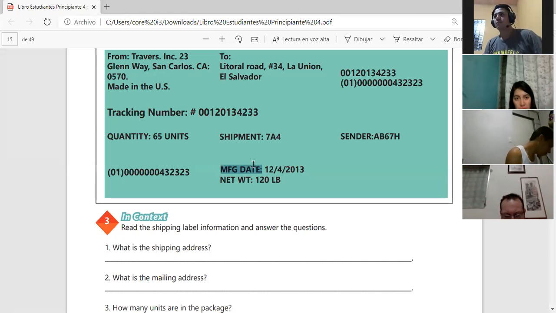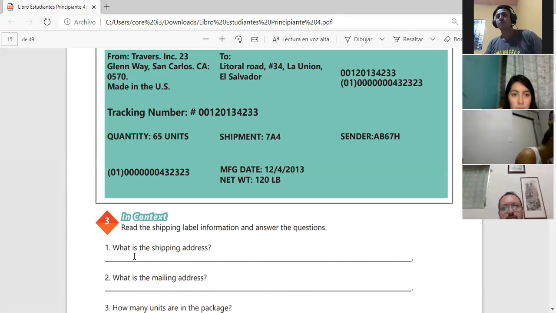Now, let's see over here. According to the shipping label, complete this information. Number 1, Constantino. What is the shipping address? Oh, by the way, do you know what shipping address is? What is it?